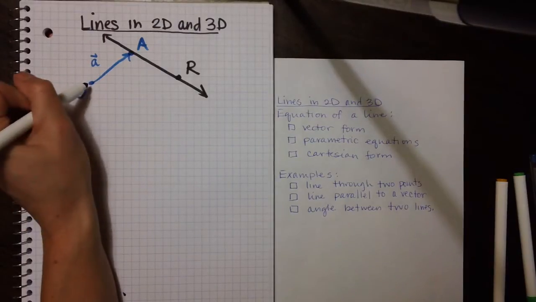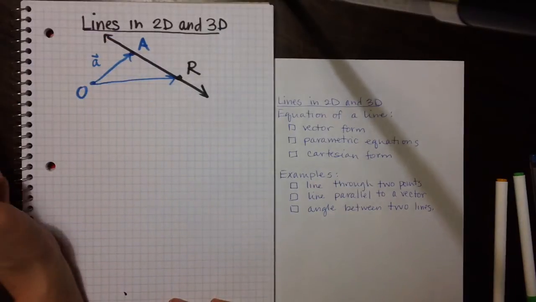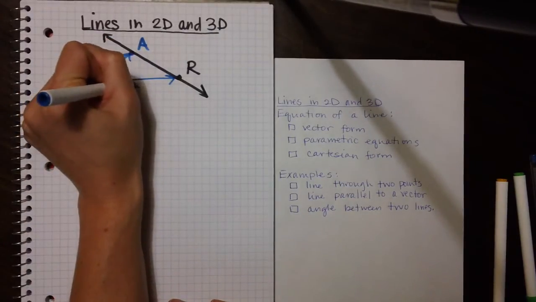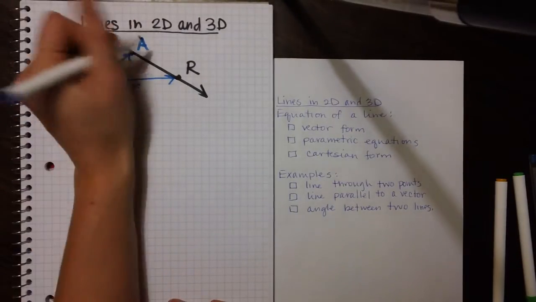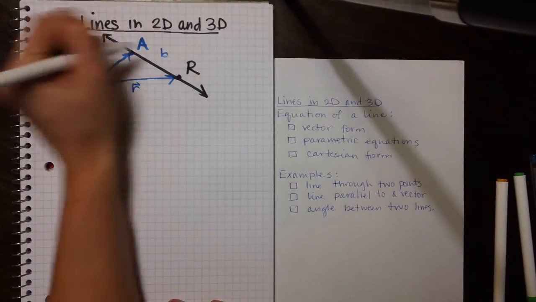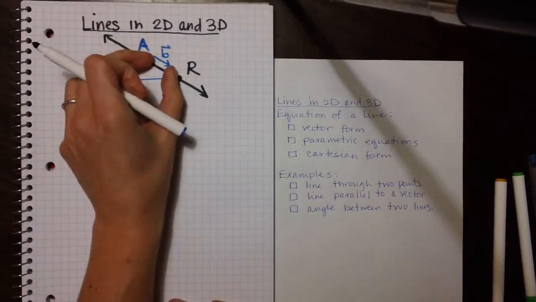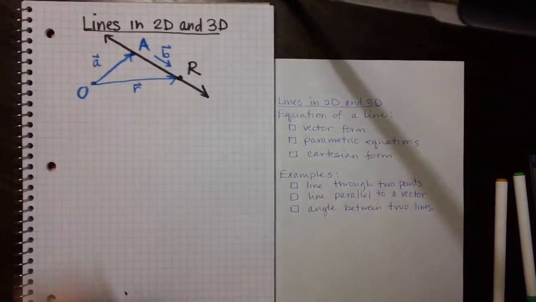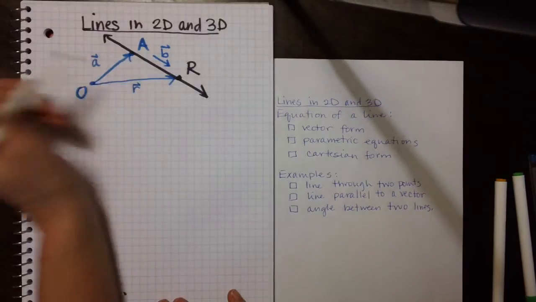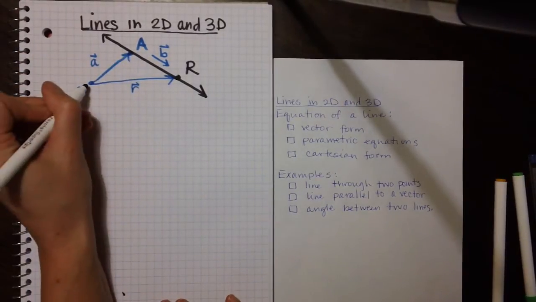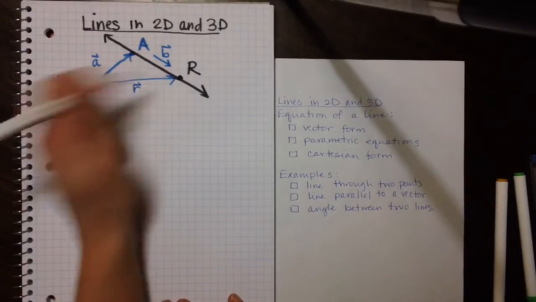So I can also write a position vector from the origin to point R, vector OR, and I'm going to call that vector little r. If I know the direction that my line's pointing in, I can say that my line itself is parallel to some vector b, but obviously it's not the same magnitude because it's a line, so its magnitude is infinite. Again, r is the position vector from the origin to any point on the line, and I'm just naming this other point r.